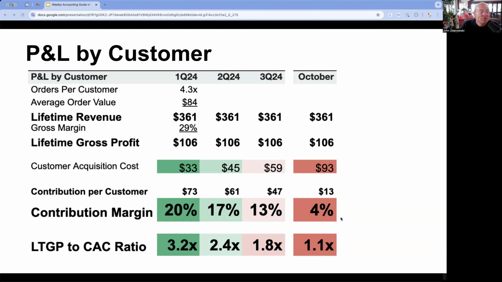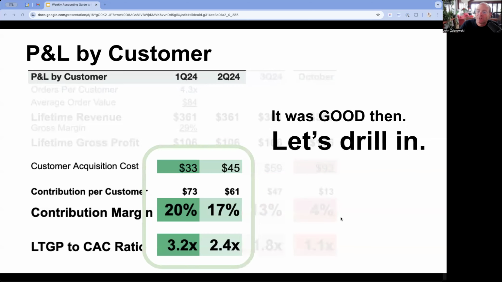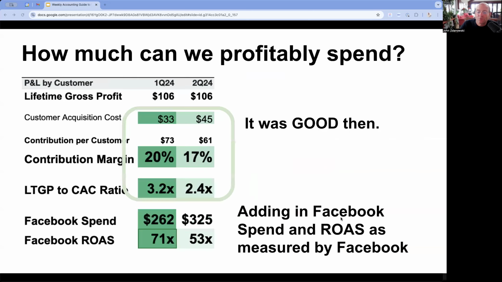So let's continue and look at the P&L by customer. And this is when it was good. So let's drill in there. During those quarters, we spent between $262,000 and $325,000 on Facebook. So the on-platform Facebook ROAS was between 71 and 53. Please note that the on-platform Facebook ROAS has actually nothing to do with what happens on your financial statements. It's just an index that's created by Facebook that corresponds to numbers that you type into Facebook, but it has no bearing on the actual reality of your financials.